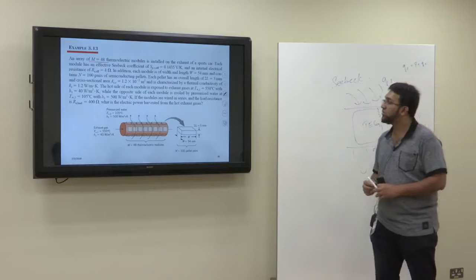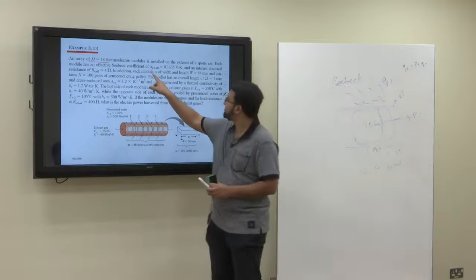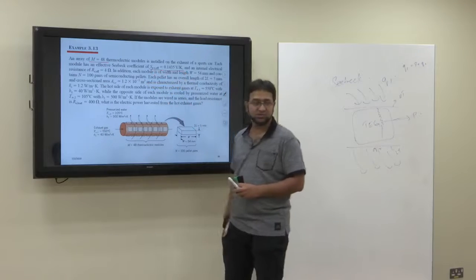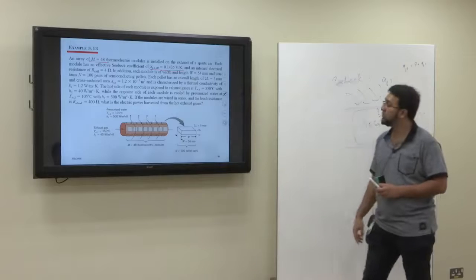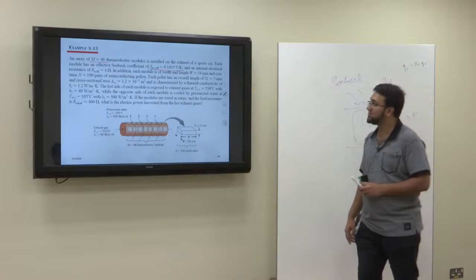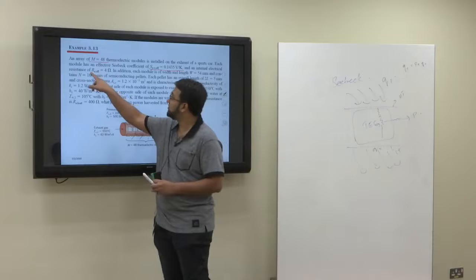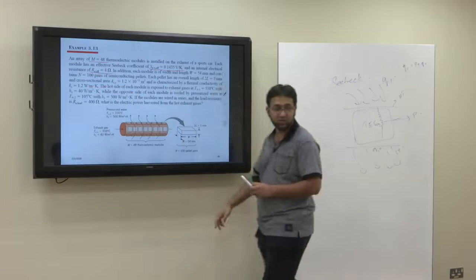Each module has an effective Seebeck coefficient. So this is a Seebeck coefficient, it's given for the module. And an internal electrical resistance. So that's the internal electrical resistance, which is provided.